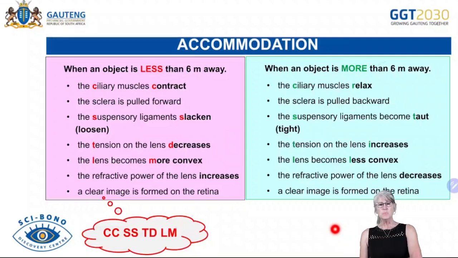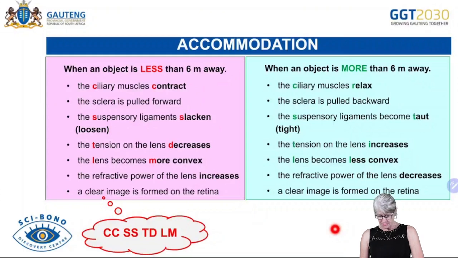So when an object is more than 6 meters away, so now we're doing the opposite. We're having a look at further away. The ciliary muscles relax. The sclera is pulled backwards. Suspensory ligaments become tight or taut because they pull. The ciliary muscle then relaxes, so it pulls on those suspensory ligaments. And when it pulls them tight like that, the tension on the lens is going to increase. And then the lens becomes less convex. And so the refractive power decreases, and I'm able to then see further away.